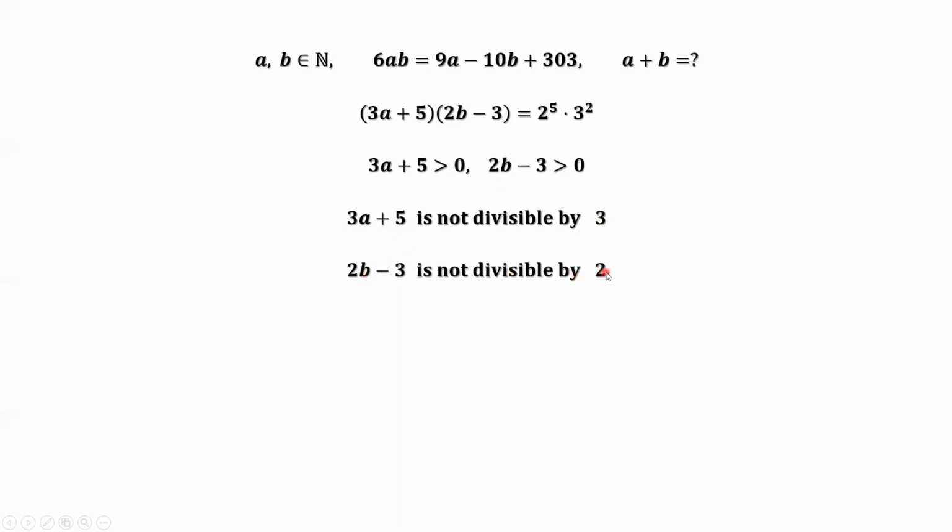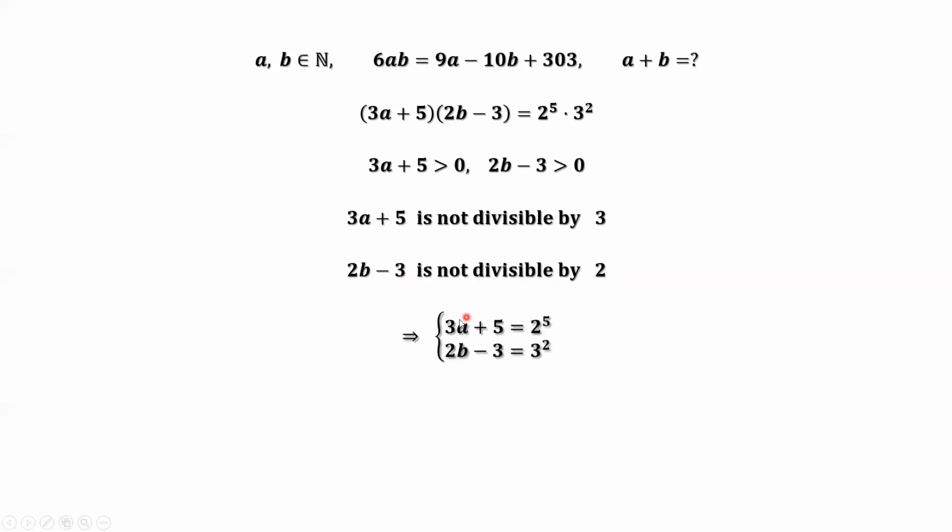2b is divisible by 2. Negative 3 is not divisible by 2. Therefore, 2b minus 3 is not divisible by 2. 2b minus 3 does not have 2 as a factor.